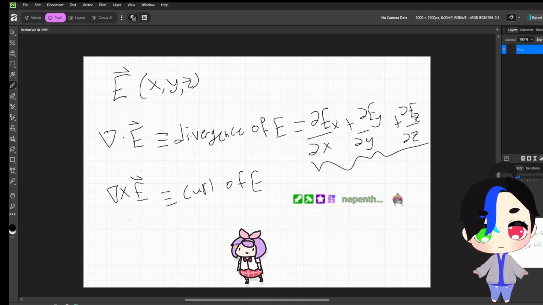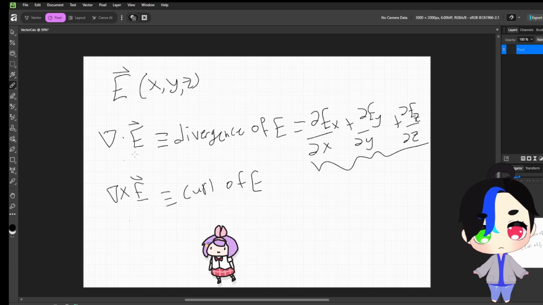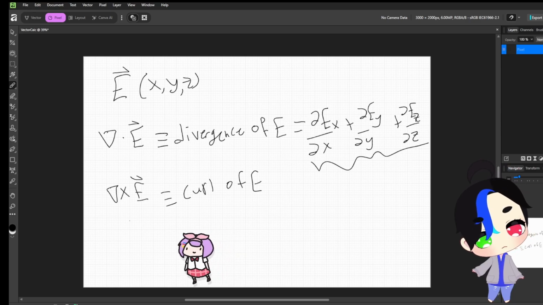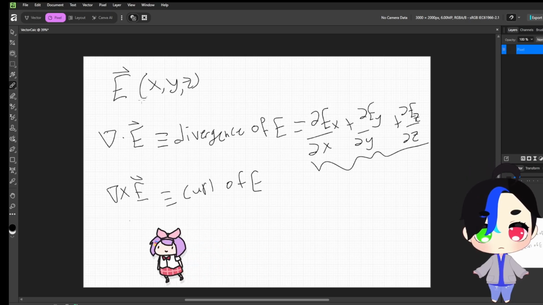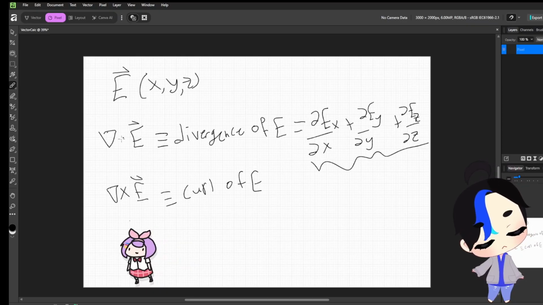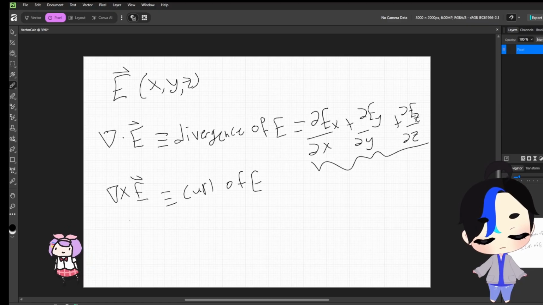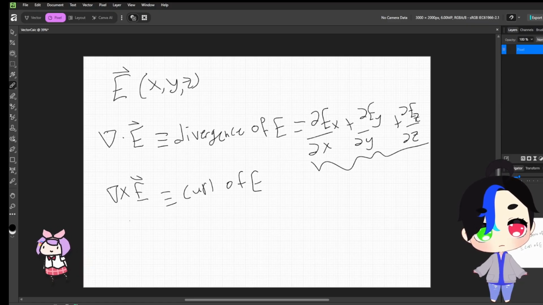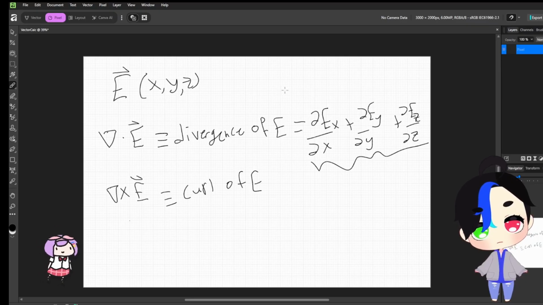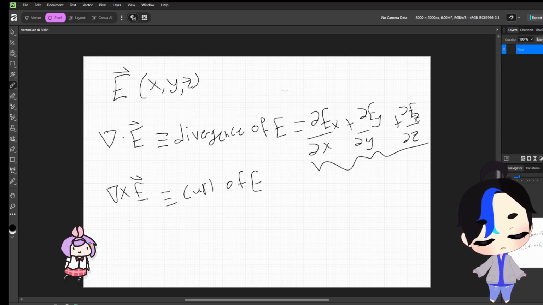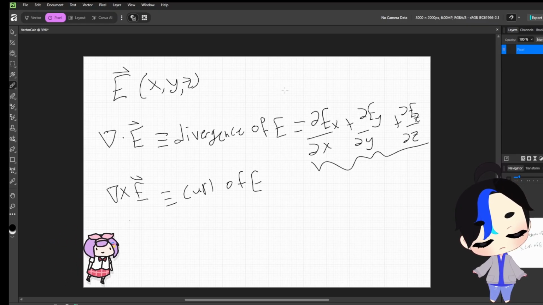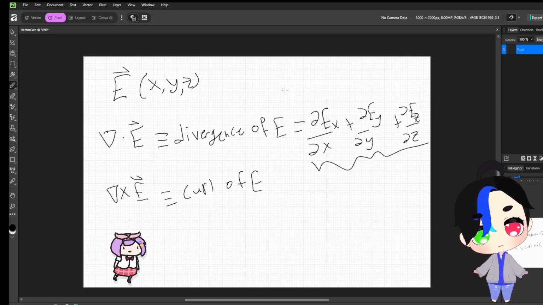So, what do these actually tell us about a vector function? That's what I care about. The divergence of E tells us how quickly a vector function would spread out from a given source or converge to a given source. Otherwise put, the divergence tells us whether or not some vector field has a source or a sink.